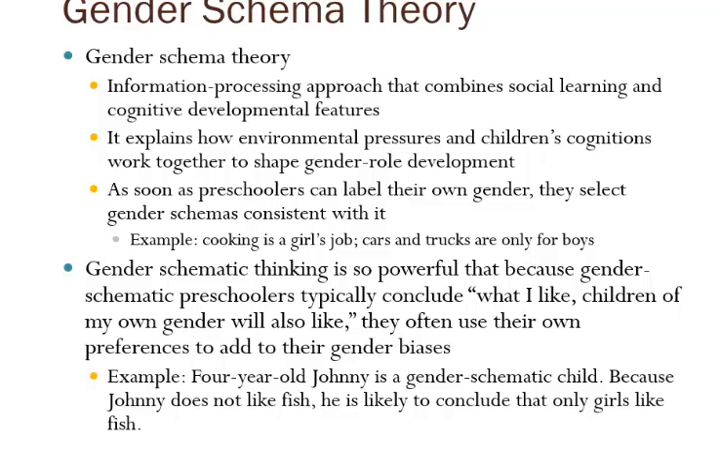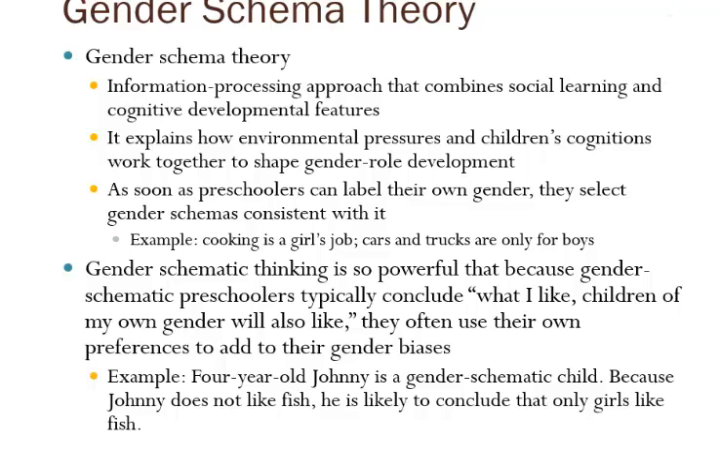However, this can be taken a step further. In fact, children can associate anything they like with members of their gender. In this example, four-year-old Johnny doesn't like fish, and if he's gender schematic, he can think, well, that must be because I'm a boy, and so girls like fish and boys don't like fish. Obviously, that's not necessarily true, so looking at things from a gender schematic perspective has to be limited to some extent.